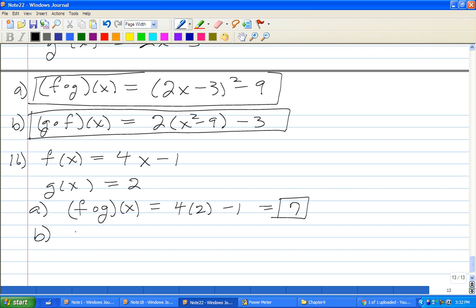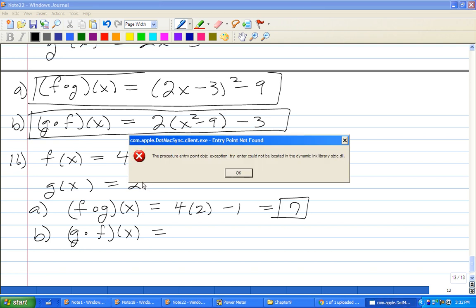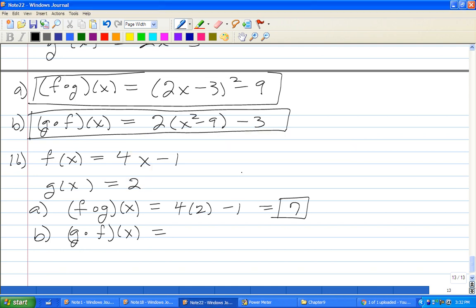B. g composed with f at x. Wherever I see an x in the formula for g, I replace x by the formula given by f. Well, there is no x. Therefore, g composed with f is always equal to the value 2.